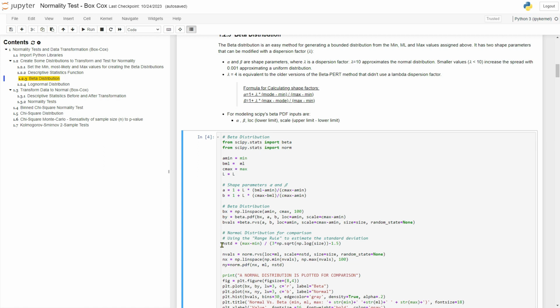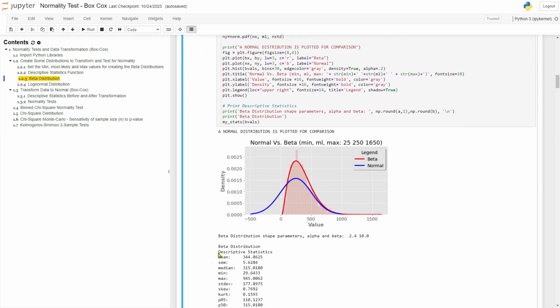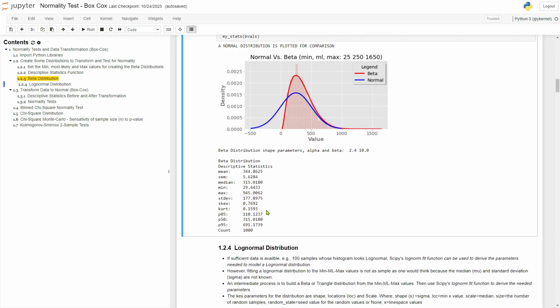distribution. And here I make a normal distribution to test against. So we can plot them together. And we plot them together. And the red is the beta distribution, which approximates a log normal, and a normal distribution. And here are the descriptive statistics for the log normal distribution. And here you could see that the mean and the median are different, as well as the median, which is the p50.